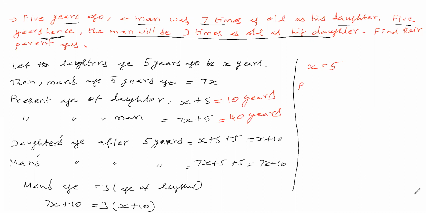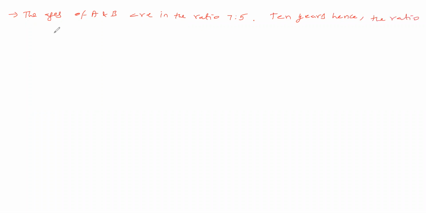Okay. Let us go for the next sum. The ages of A and B are in the ratio 7:5. 10 years hence, the ratio of their ages will be 9:7. Find their present ages.